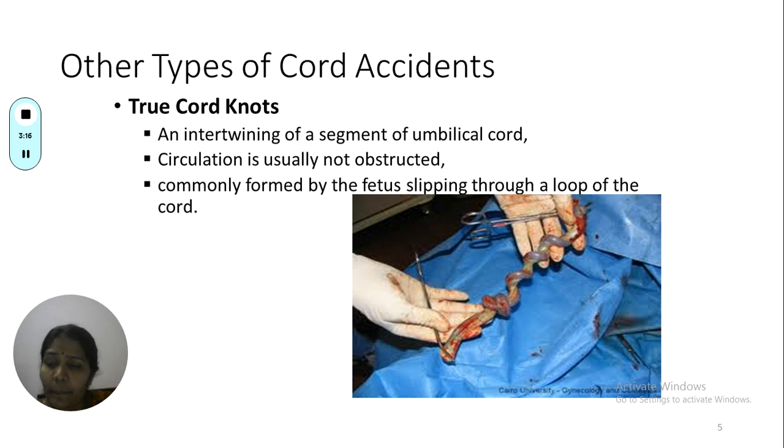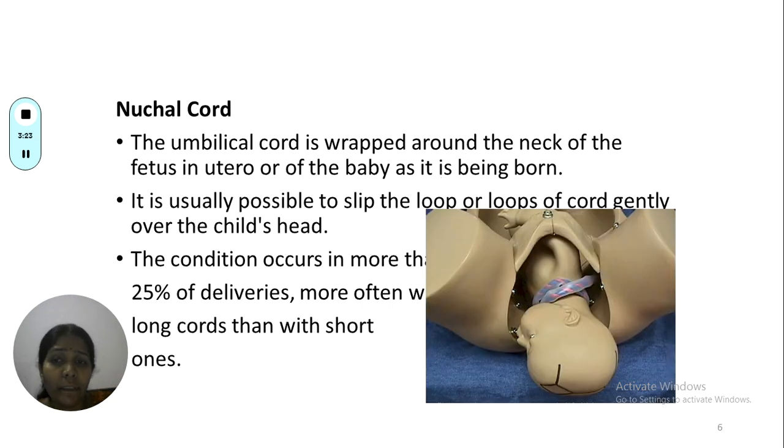Sometimes there can be variable decelerations if there is a true knot, which can help diagnose it. Then we have the nuchal cord, that is the umbilical cord wrapped around the neck of the fetus or baby as it is being born. It is usually possible to slip the loop of the cord gently. It occurs in more than 25% of deliveries and occurs more with long cords than with short cords. If it is not possible to slip the cord, we can clamp the cord and cut it.